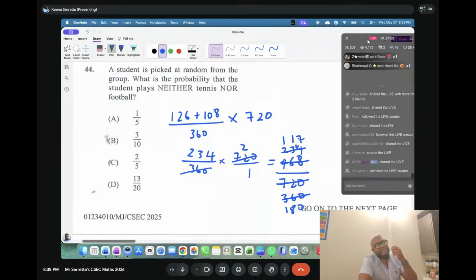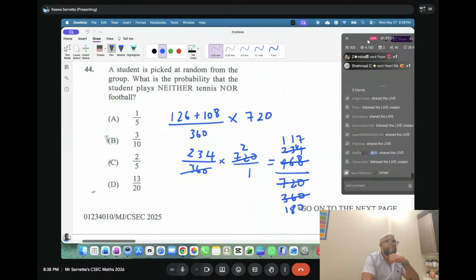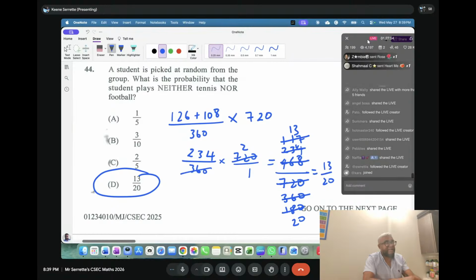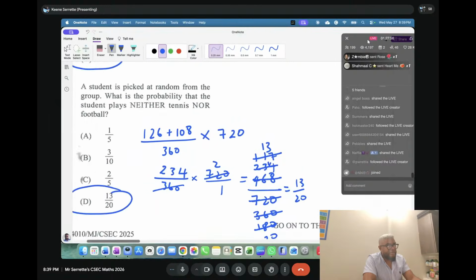Then what could go into 117 here? Is it 9? Yeah, 9. So 9 into 180 would be 20, and 9 into 117 would be 13, right? That is how you work this. So your answer would be 13 over 20. That is for the student who has no idea how to go about reducing 468 over 720. All right?